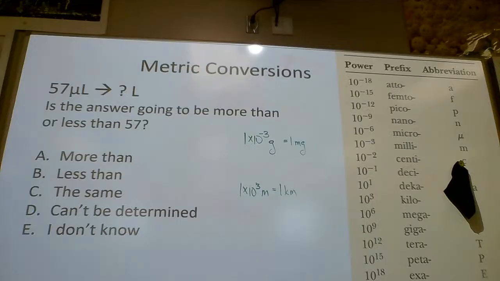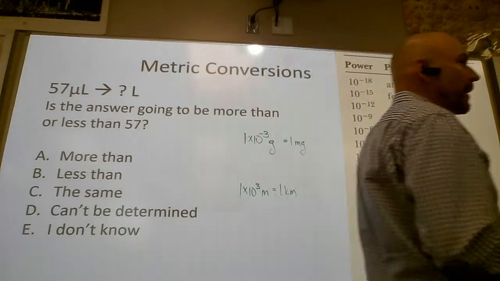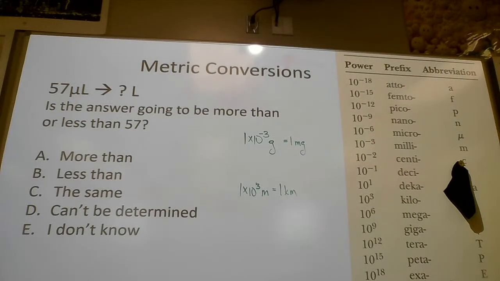So looking at this, 57 microliters. I want to convert to liters. Is your answer going to be bigger or smaller than 57? Think.